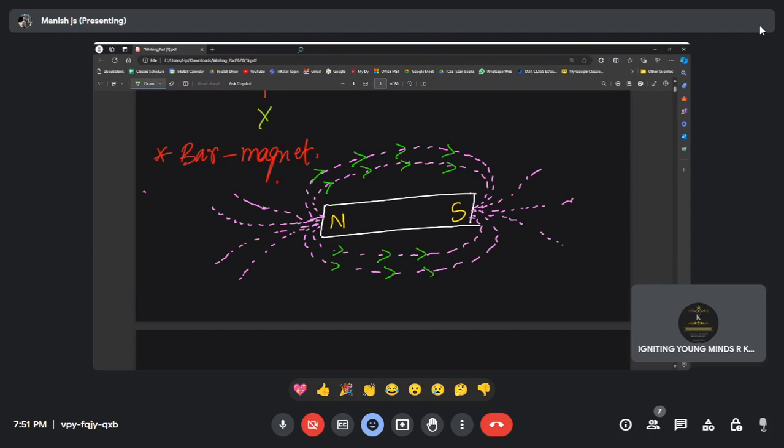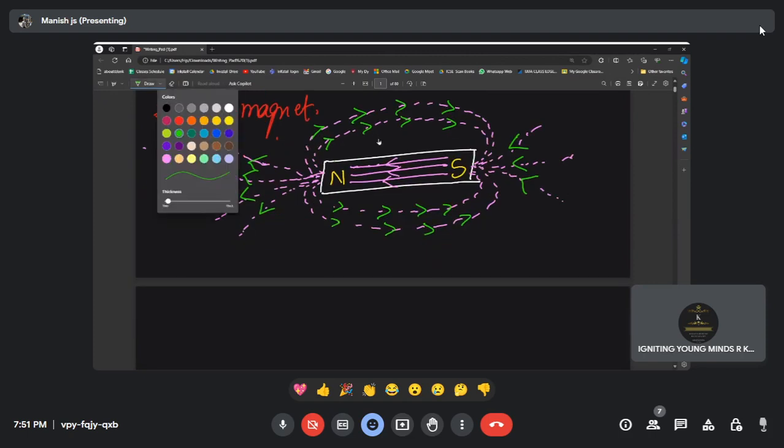So the magnetic field direction is north to south outside, but inside it is reversed. It is from south to north inside the magnet. The direction is from south to north. So that also I am representing. You can see I am representing that also inside the magnet. I hope this part is clear to all of you. This is the pattern of magnetic field outside the magnet. We have now seen the pattern and we have also seen the direction of magnetic fields both outside and inside the magnet. So now I'm writing it here for your reference.